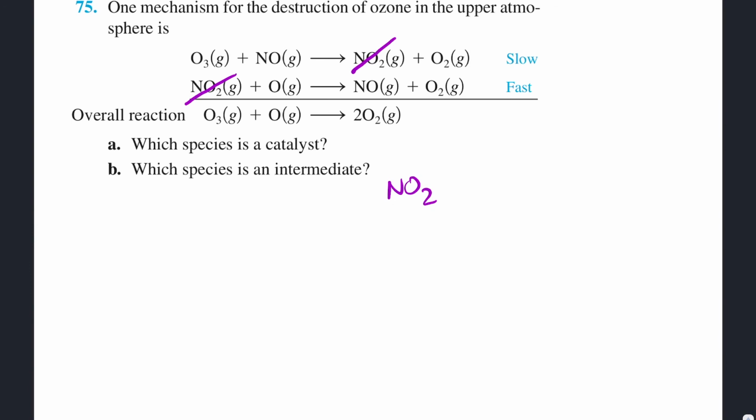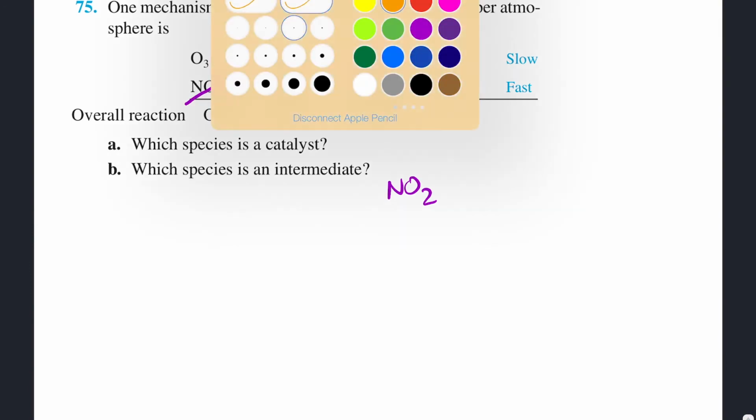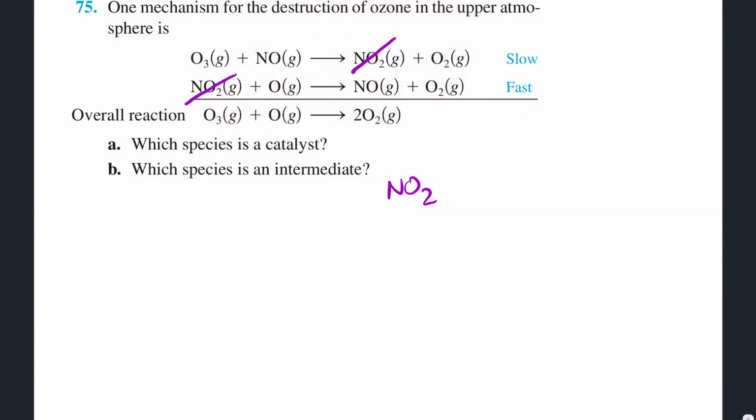And how do I differentiate that from a catalyst? Well, a catalyst is something that you start with and then you recreate it later on in the reaction, but it will not be a part of your overall reaction. So let me restate that. A catalyst is present at the beginning and present at the end, but will not be a part of your overall reaction. So let's look for that.